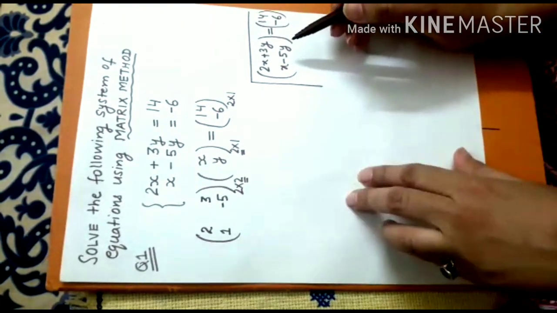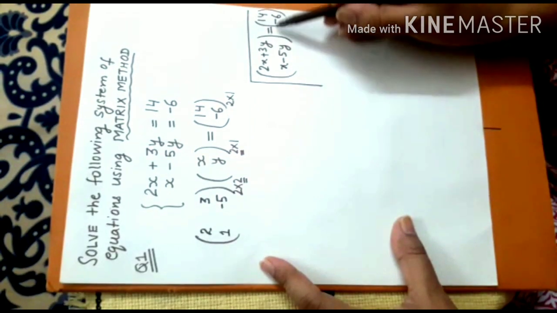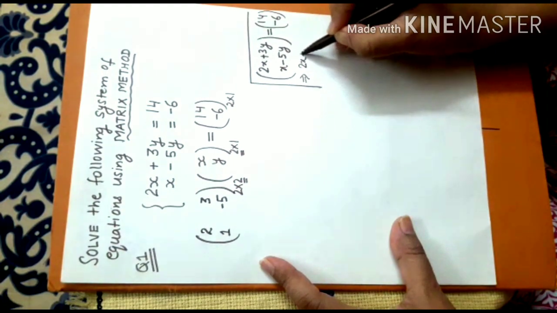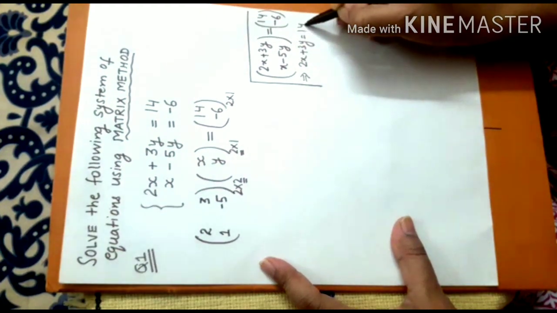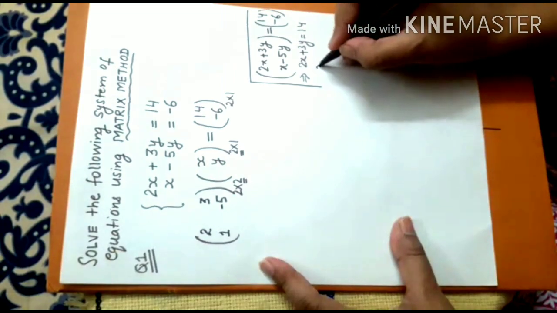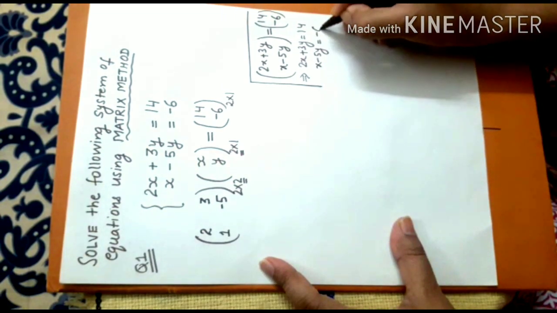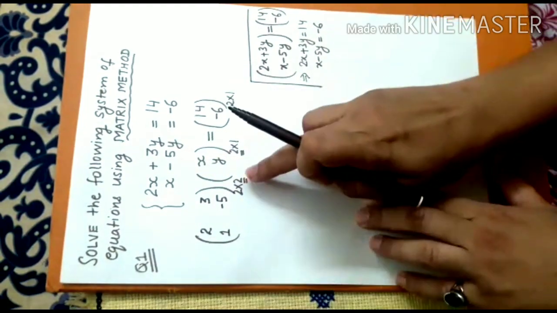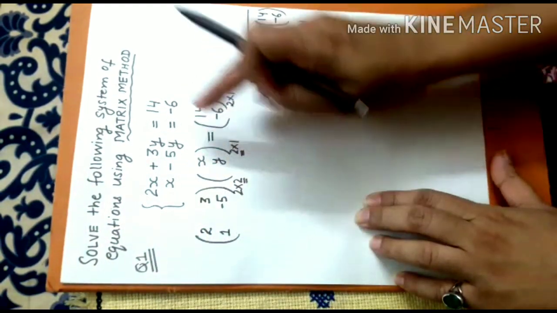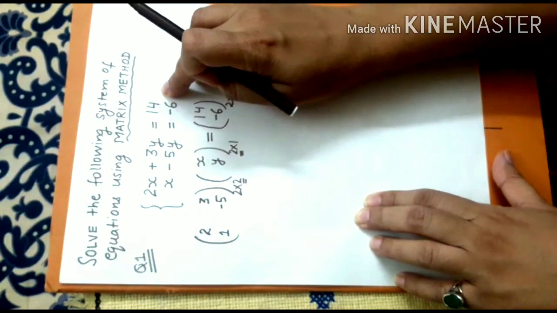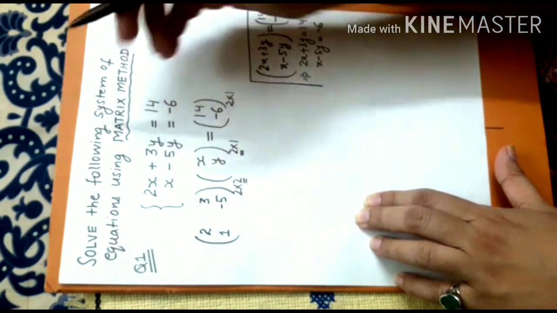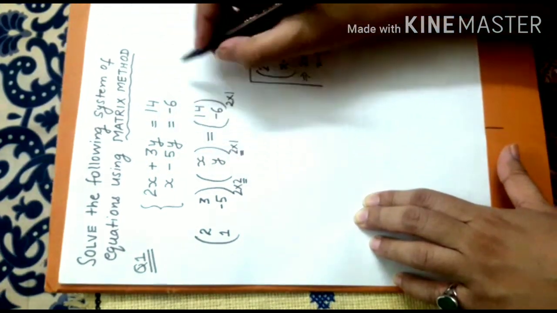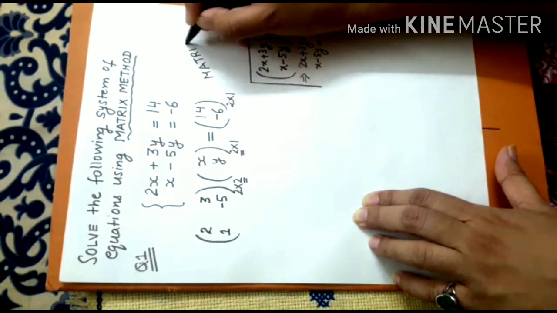Now these two matrices are equal, so this would imply 2x plus 3y equals 14, which is the first equation, and x minus 5y is minus 6, which is the second equation. So this is the matrix form of this system of equations. I have represented this system of equations in this matrix form.